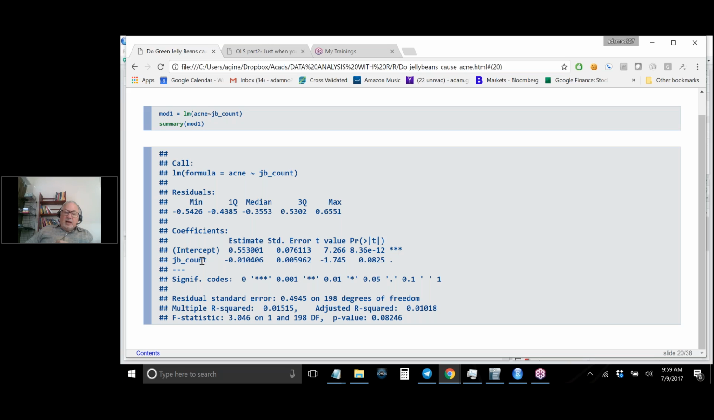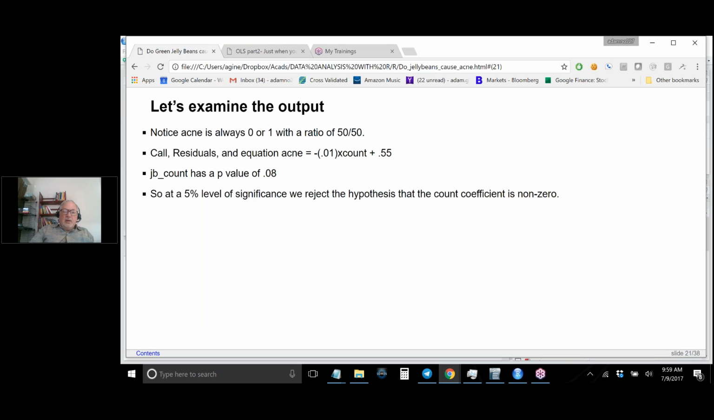0 is in the 95% confidence interval for the estimate, because the standard error is about 0.06, and 2 standard deviations of 0.06 will take this up to 0. So 0 is in the 95% confidence interval. We accept the hypothesis, and we say jelly beans do not cause acne. All right, and I think that this is just what I said, namely that acne is either 0 or 1 with a ratio of 50-50. So the equation was kind of what you'd expect.